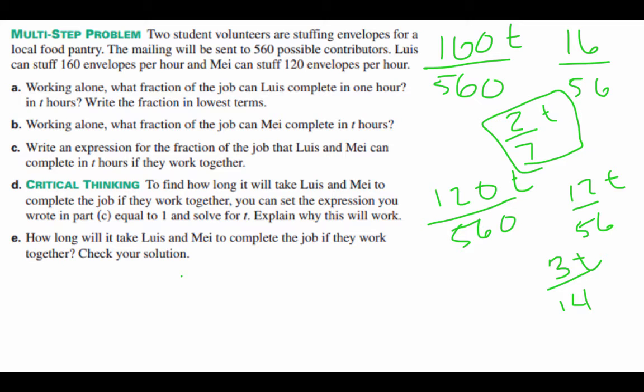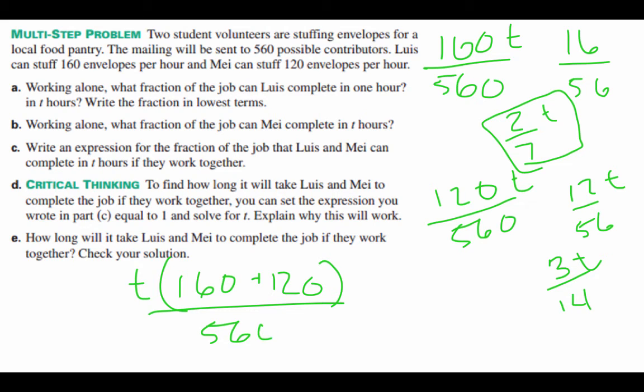And as you work your way through, you can kind of see, now what can they do together? We can say 160 plus 120, all right, multiplied by t over 560 would give us that. Should come up with 280 over 560 t, all right? And what we can do there is just easily solve and see that it's 1/2 t, so they could get this job done in 2 hours. And that's how you would answer that question. It asks a lot more specifics, but that's how you do it.